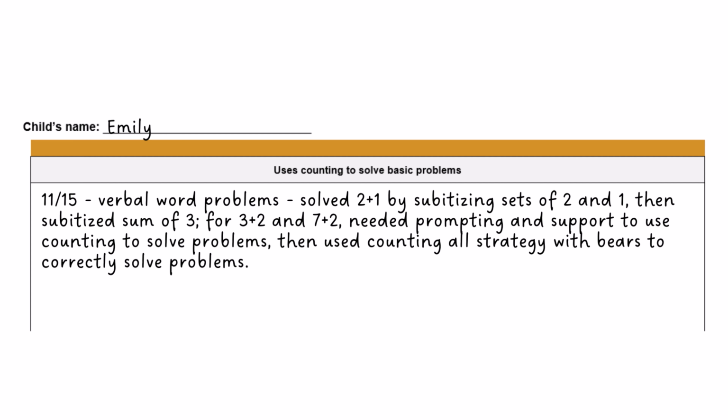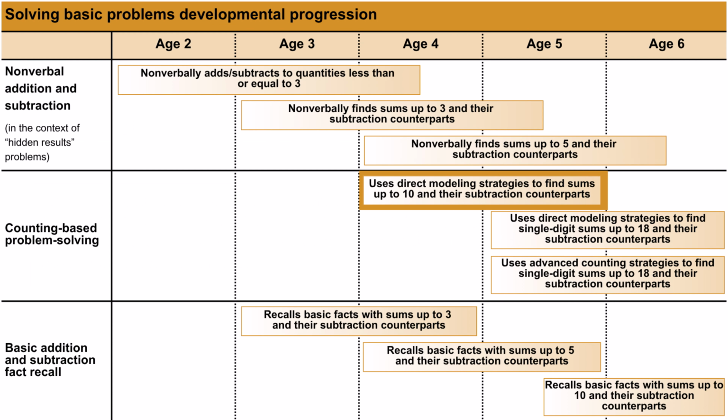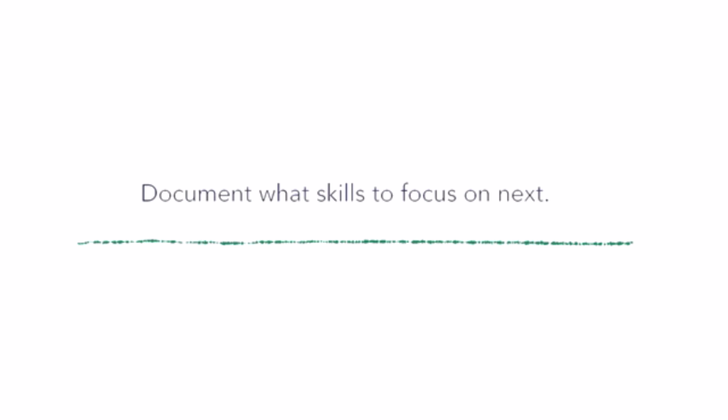With support, she used the counting all strategy with manipulatives to help her solve 3 plus 2 and 7 plus 2. Emily's counting-based problem-solving skills fall within the first band on the progression and are consistent with other 4-year-olds. Based on your observation and the number and operations and solving basic problems developmental progressions, what should be the teacher's next step with Emily? Pause the video and jot down your thinking in your teacher learning journal.